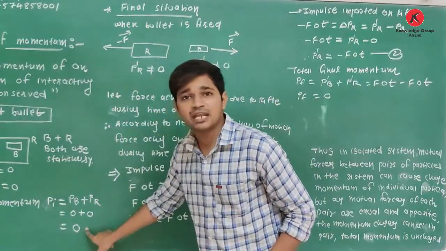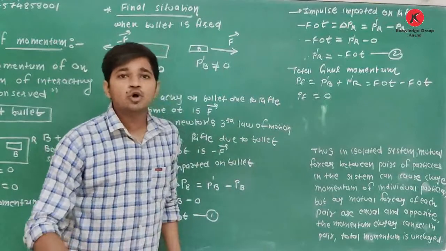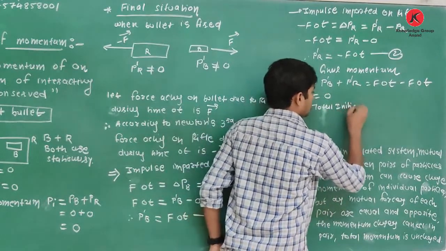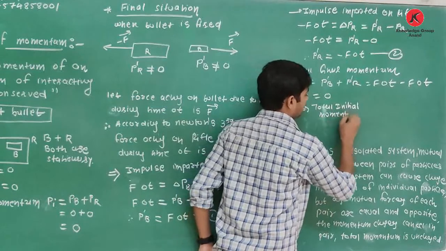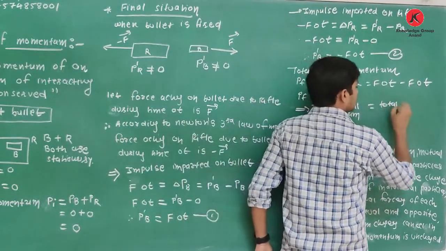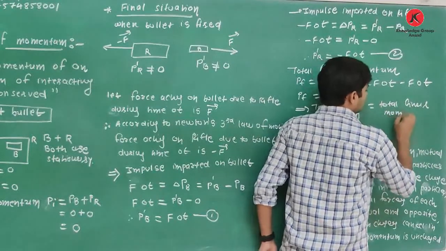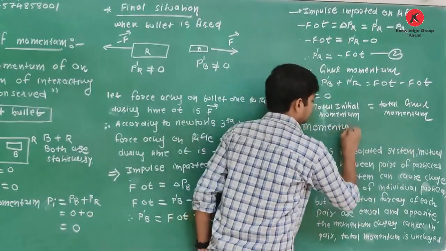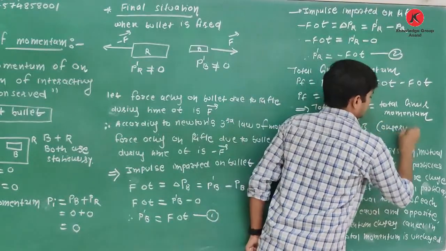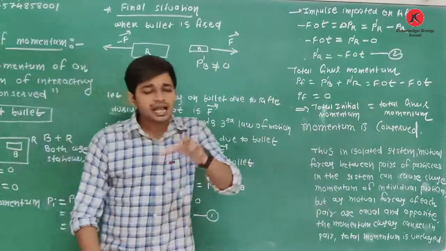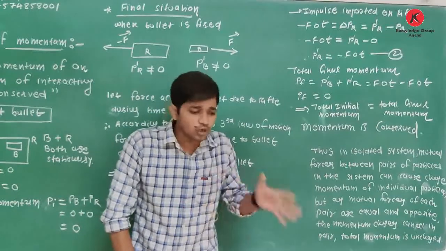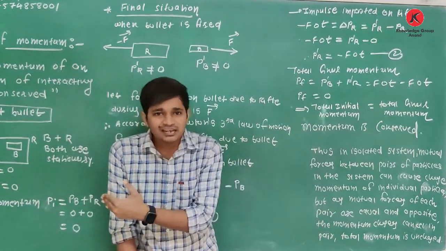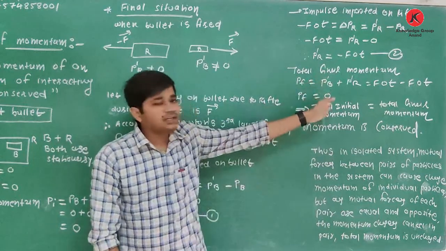What is the total initial momentum Pi? 0. What is the total final momentum? 0. So from this we can write that total initial momentum is equal to total final momentum, which means momentum is conserved. Clear about this? So it is one example. With the help of this example of rifle and bullet, we can prove the law of conservation of momentum. Initially the bullet and rifle are stationary, so initial momentum is 0 and final momentum must be 0.